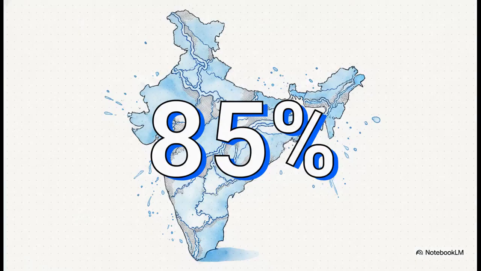And to really put the sheer scale of these systems into perspective, 85%. Major river basins, meaning the ones with catchment areas over 20,000 square kilometers, account for a massive 85% of India's total runoff. There's only 14 of these major basins, but they completely dominate the country's hydrology.